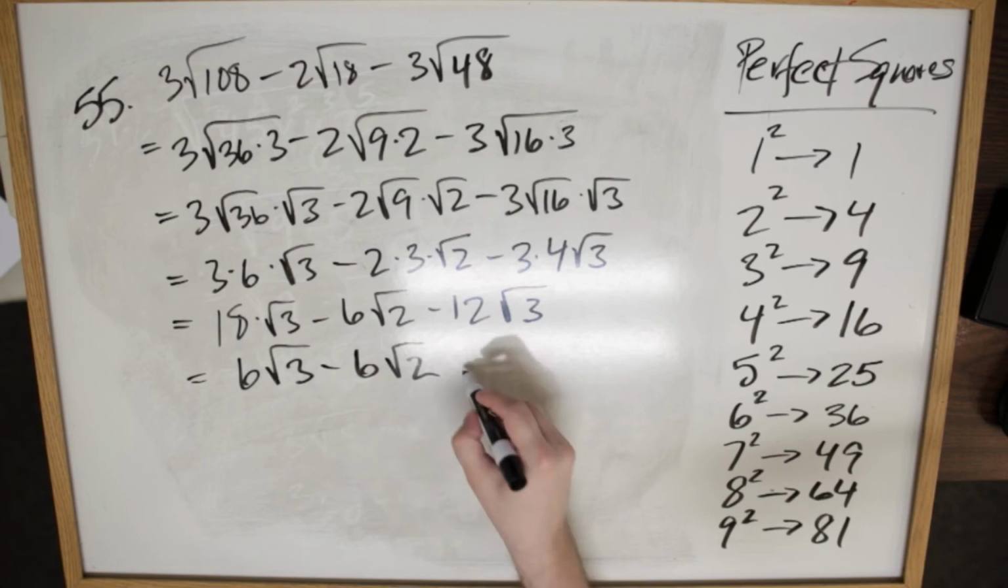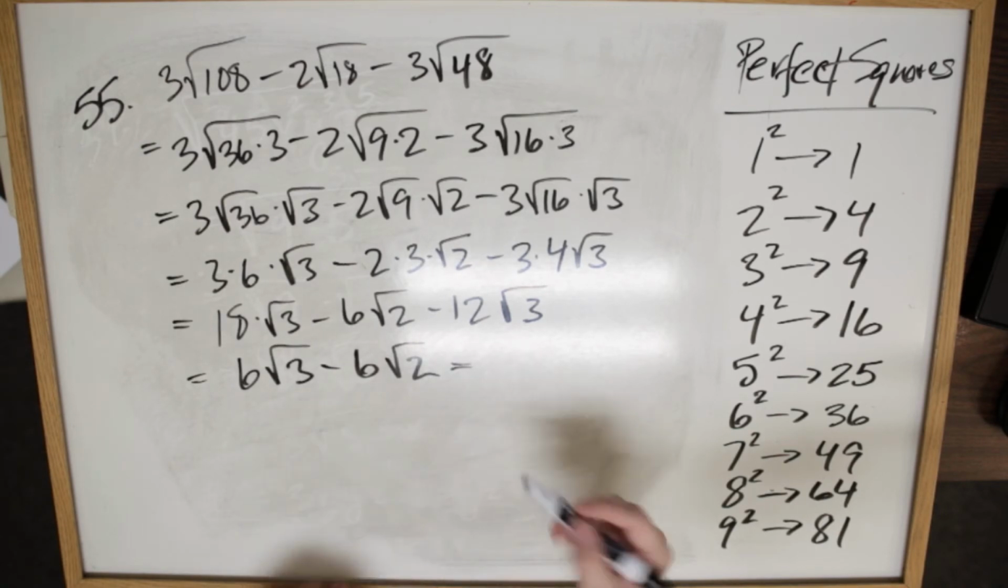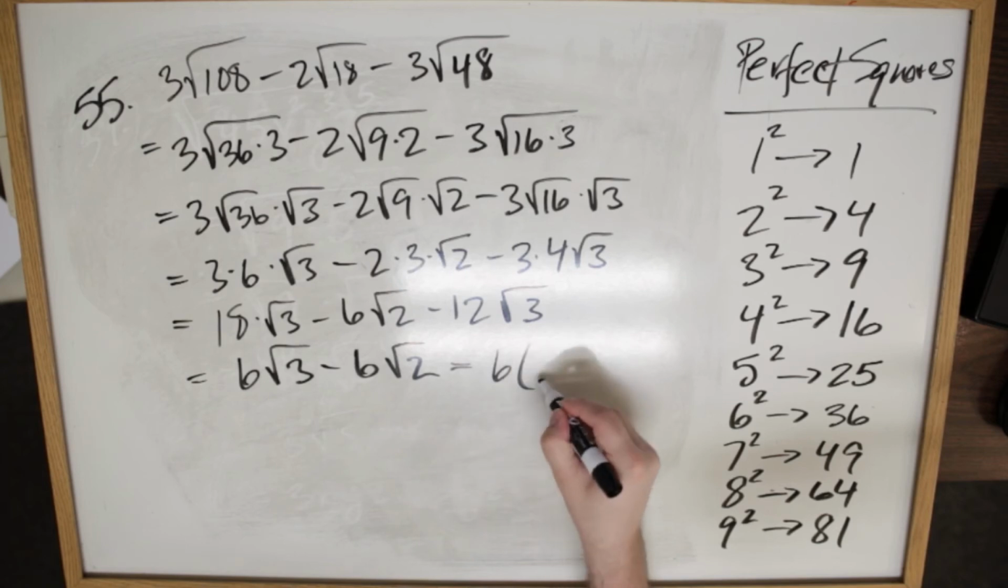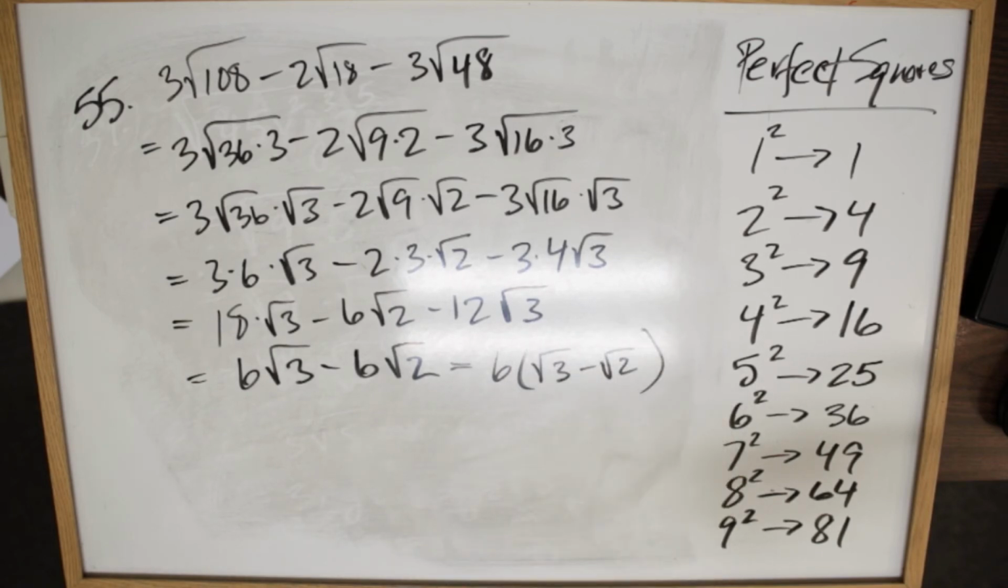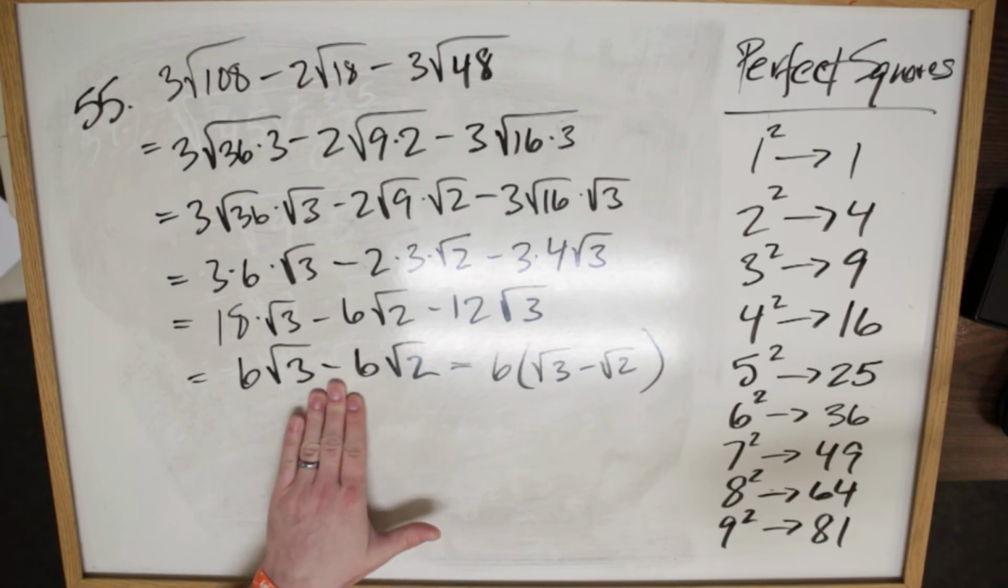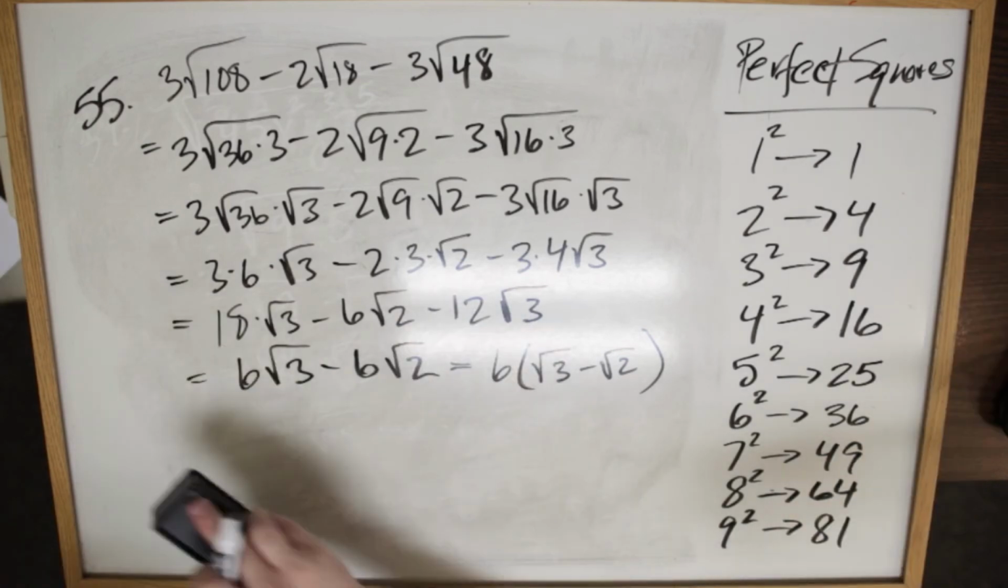You don't have to do it, this is a perfectly sufficient answer, but if you want to, you can factor out a 6, and then you would do root 3 minus root 2. You could do that as well, but this is perfectly acceptable, totally fine. This is just the extra step. All right, question 55 is done.